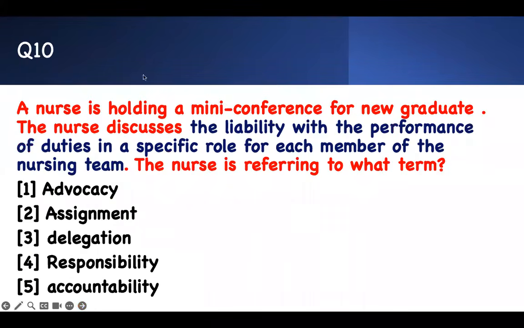Number 10. The nurse is referring to what term? The same thing, like I told you. You see, we keep on repeating just single words.